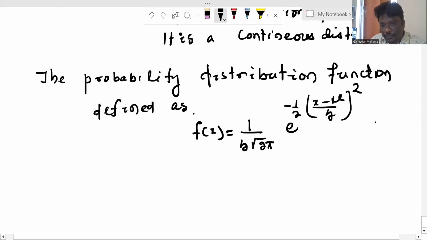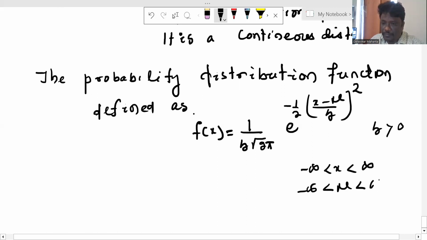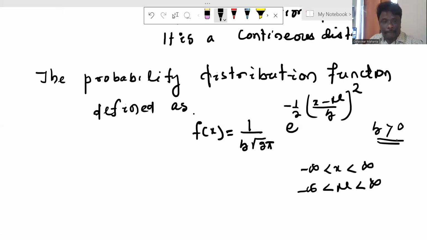For sigma positive, the range of x is minus infinity less than x less than infinity, and the mean also lies between minus infinity and infinity. But sigma is a positive value. So the probability distribution function defined here is f(x) equal to 1 by sigma root over 2 pi, e to the power minus 1 by 2, x minus mu by sigma, whole square.